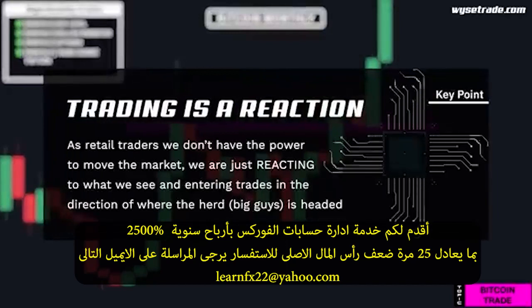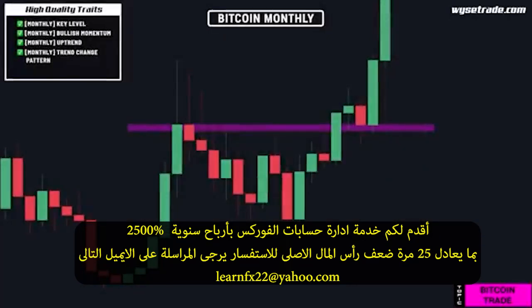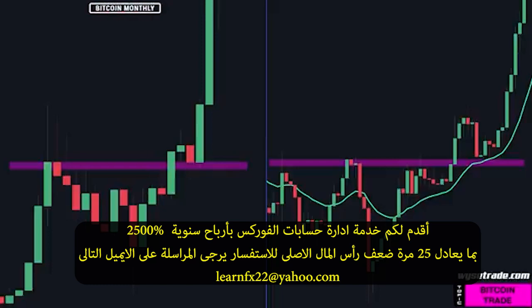As retail traders, you don't have the power to move the market. You are just reacting to what you see and entering trades in the direction of where the herd and crowd is headed. That's it. So let's pull up the weekly time frame so that we can see this in more detail. So the chart on the left is the Bitcoin monthly time frame we just looked at, and the chart on the right is the Bitcoin weekly time frame, meaning each candlestick represents 1 week of time.